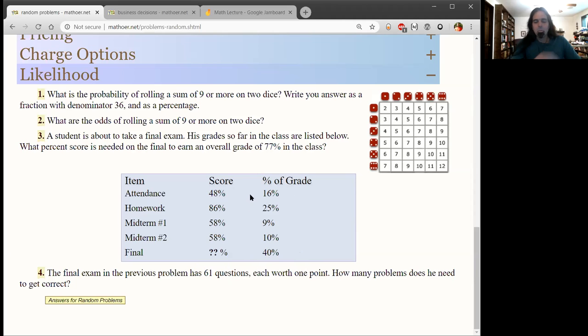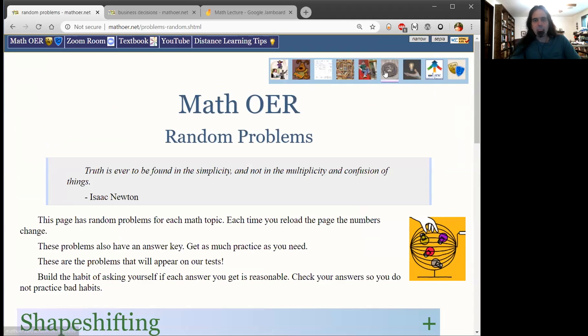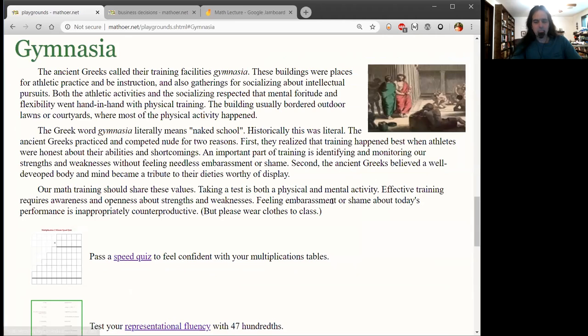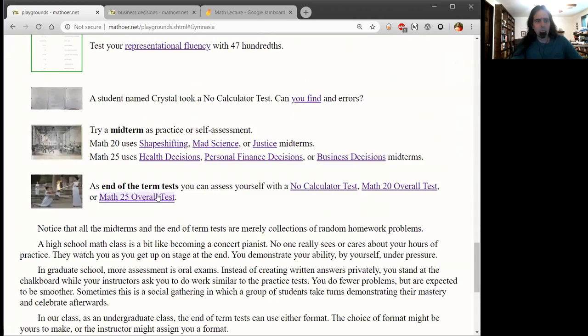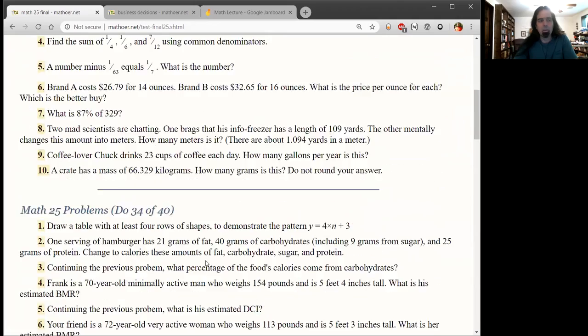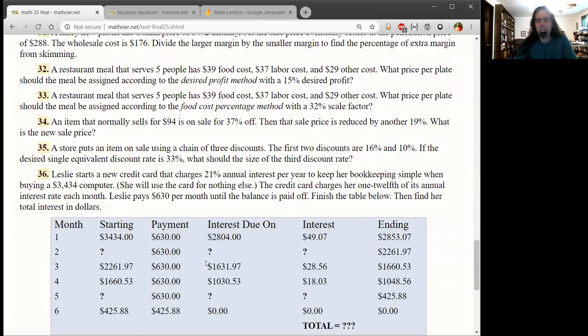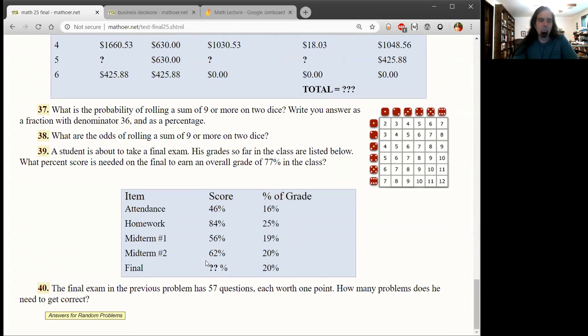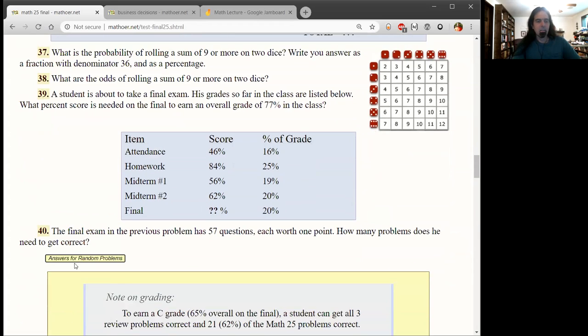Again, the random problems are what your practice tests are. So if we go to the playgrounds and gymnasia and Math 25 overall test, since we've now finished everything, you should be able to do a practice test and do all the problems, and they look familiar because they're just the random ones you had in homework all put together. So start doing practice tests.